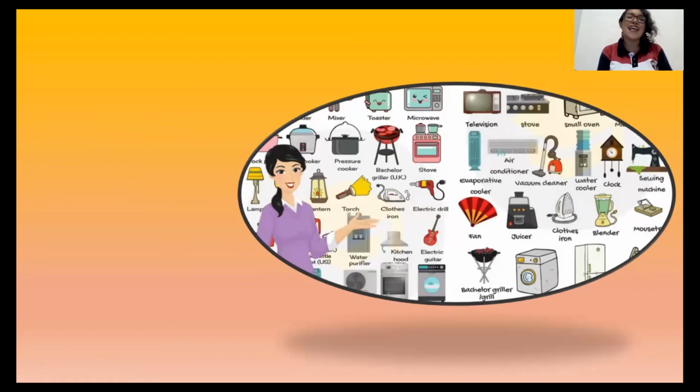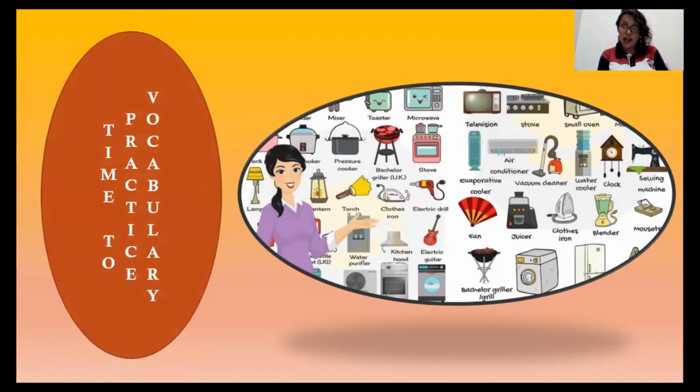Your memory. So we have toaster, microwave, television, a stove, a washing machine, refrigerator, clock, oven, air conditioner, cooker, a mixer, iron, lamp, etc. Okay, water purifier, air conditioner, television, etc. So these vocabulary words, you know them, okay? Very well, just practice them at home. So time to practice vocabulary. We are going to start with the activities.